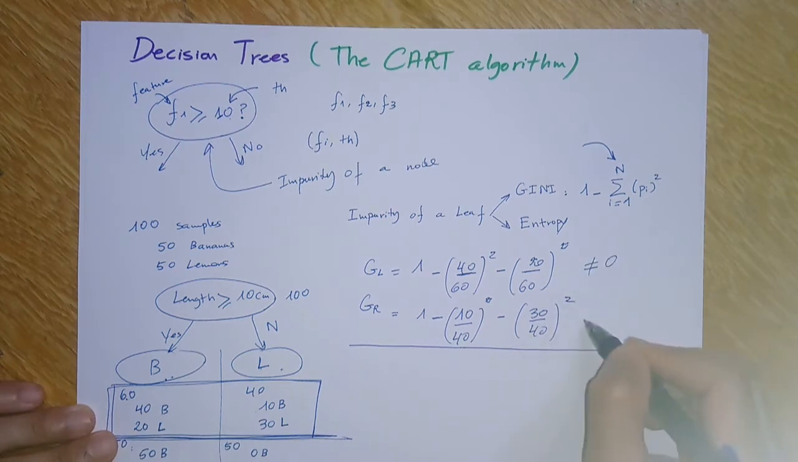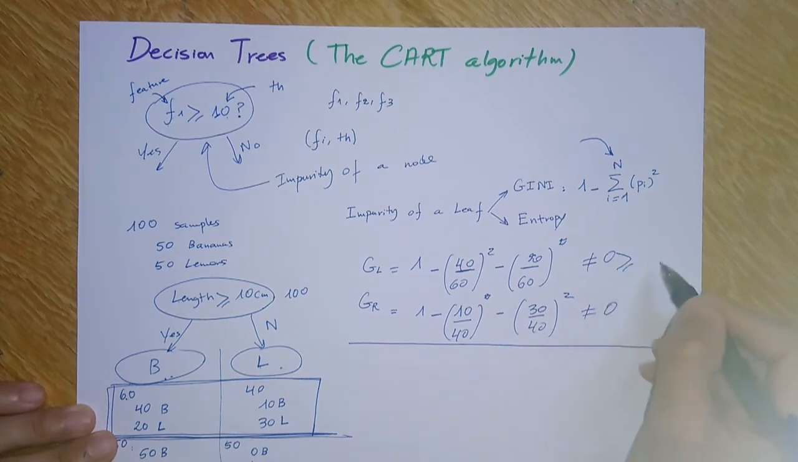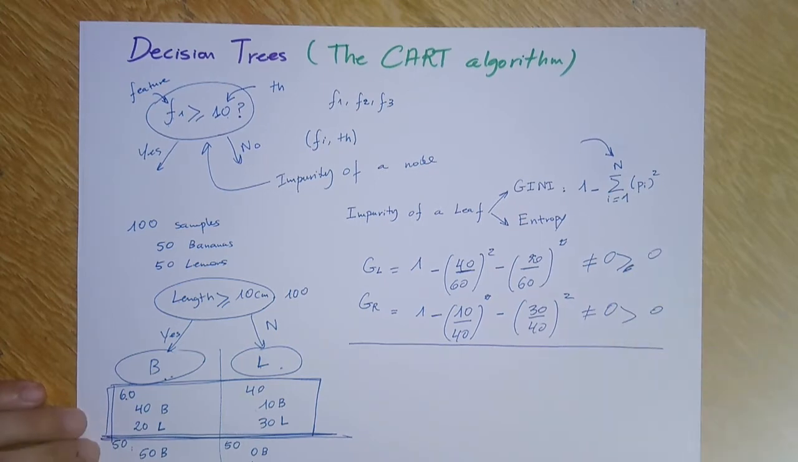So now let's compute. This would be different than 0. This would be higher than 0. You can check that out by yourself.